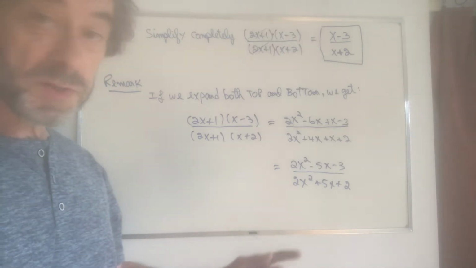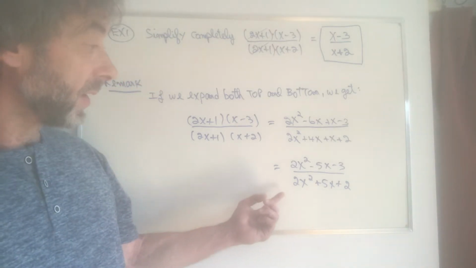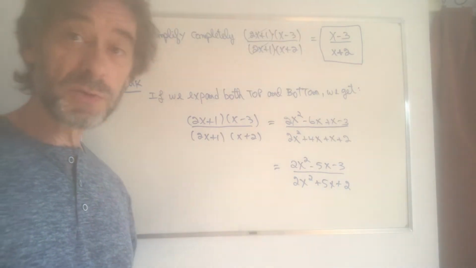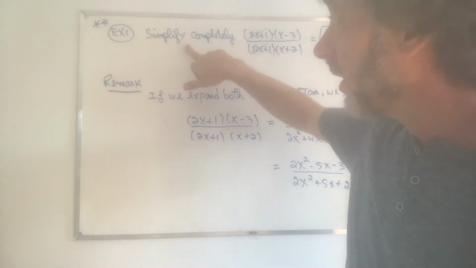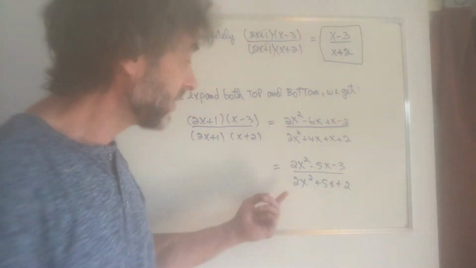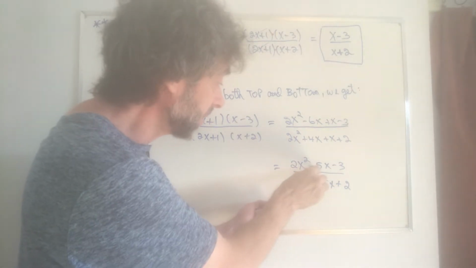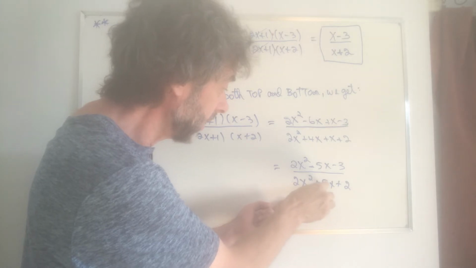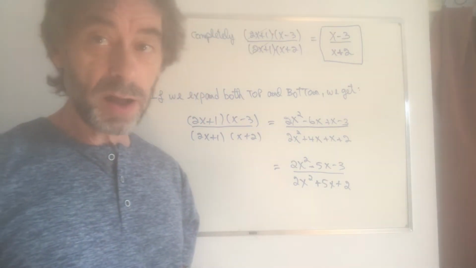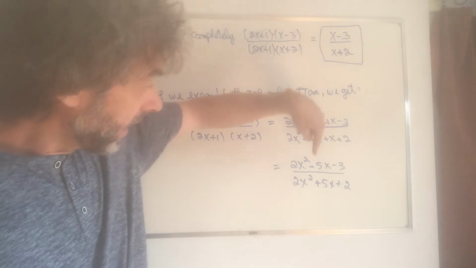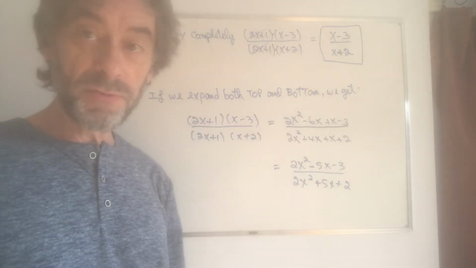Now, this is not wrong, but it is not simplified. It actually goes against what we wanted to do. Remember, we want to simplify completely. If we have that, can I cancel the x squares up and down? No, because the x squares are followed by either a plus or a minus. They're not available for cancellation. Can I cancel the 5 and the 5? No, for the same reason.